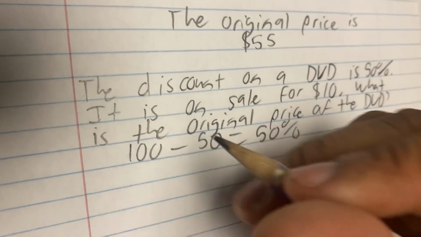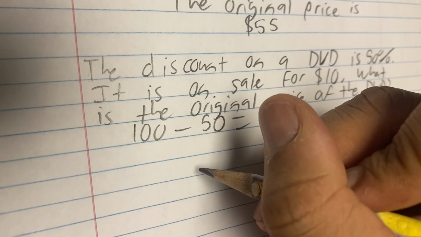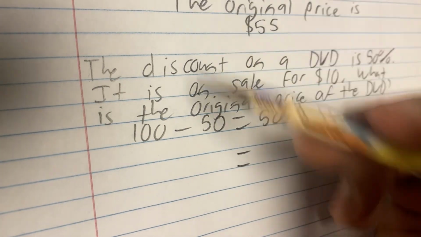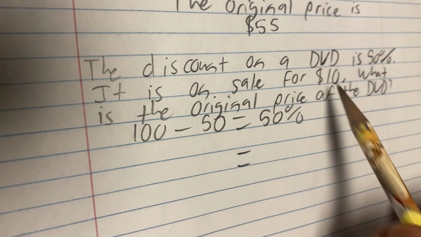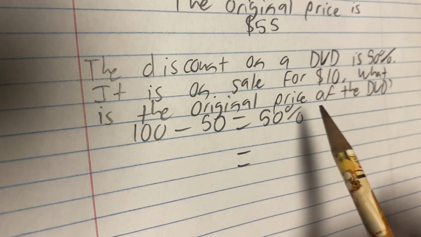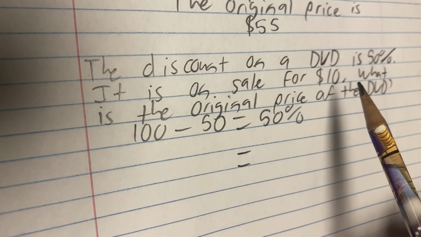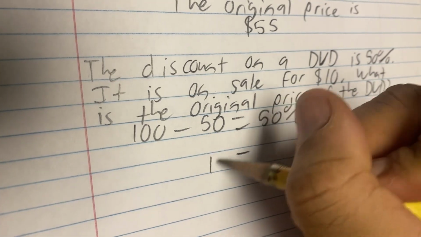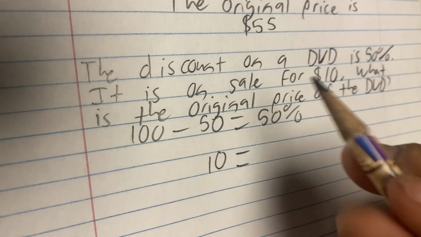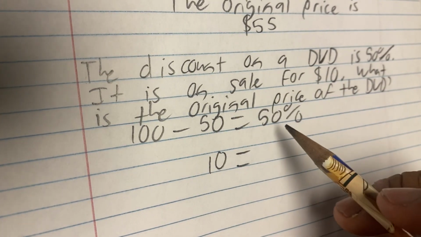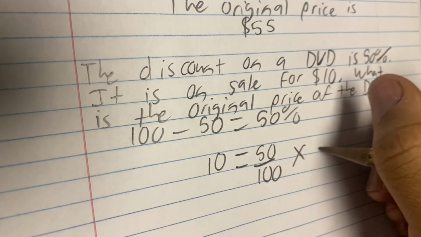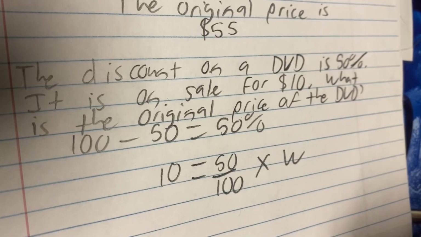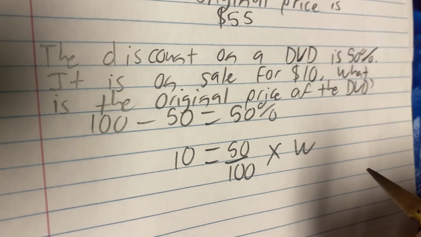So in this scenario, we already have the part. And in the part, it's always the money amount that they give in these type of questions. So after they apply the discount, that's going to be the part, which is 10. And then we're going to plug in our new percent, 50 over 100. And then we're going to multiply that by the whole, which is what we're looking for in this equation.